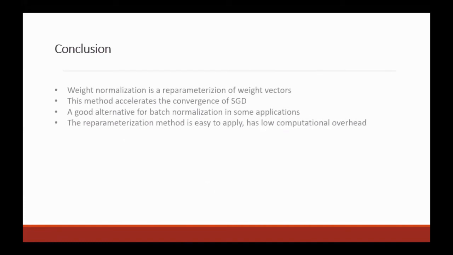And as a conclusion, weight normalization is a reparameterization of weight vectors. This method accelerates the convergence of stochastic gradient descent. It might be a good alternative to batch normalization in some applications, and the reparameterization method is easy to apply and has a low computational overhead.